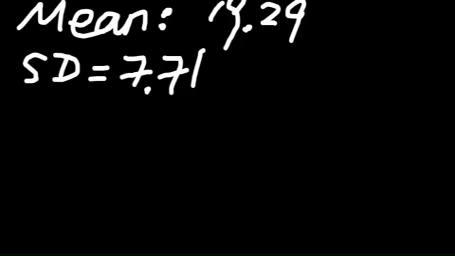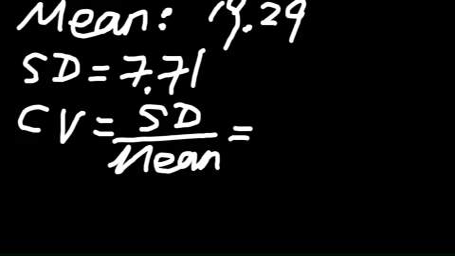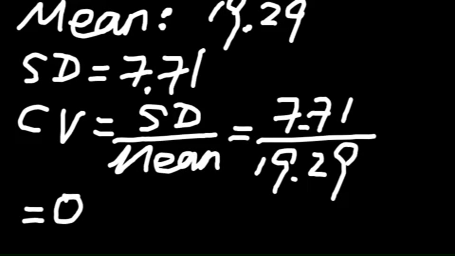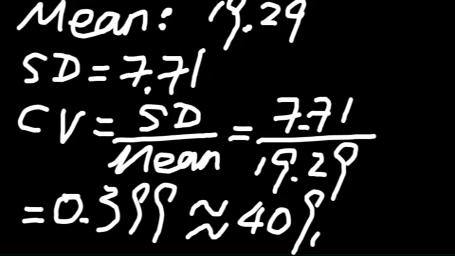So you have to convert that into CV, which is also called coefficient of variation. And this comes from standard deviation divided by the mean. So that will be 7.71 divided by 19.29. And then you will get 0.399. CV is always expressed in percentage, so it is around 40%.